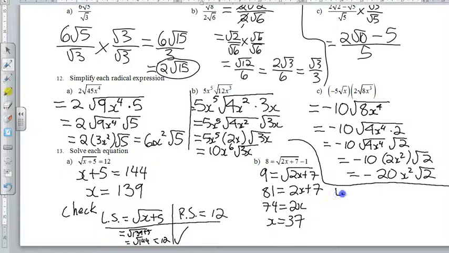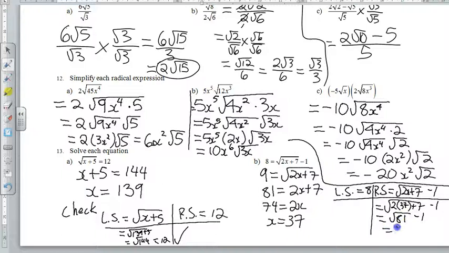And we've got to check. Left side is equal to 8. The right side is equal to the root of 2x plus 7 minus 1. So now is where I put in my number, right? 2 times 37 plus 7 minus 1, which is root 81 minus 1, 9 minus 1, 8, and it checks. Okay, any questions? I'm just going to stop.